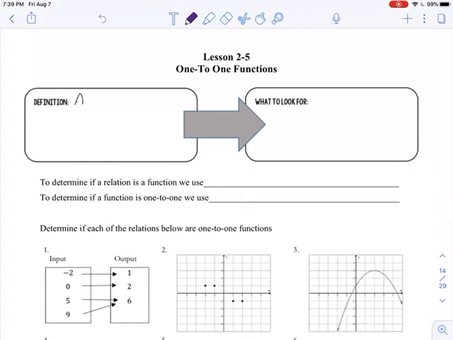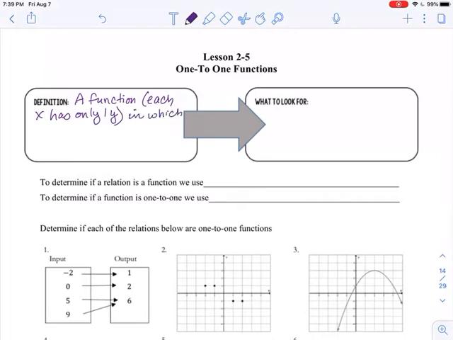A one-to-one function is a function, and just to remind you what that means, to be a function, each x has only one y. So it's a function where each x has only one y. That's just a regular function.